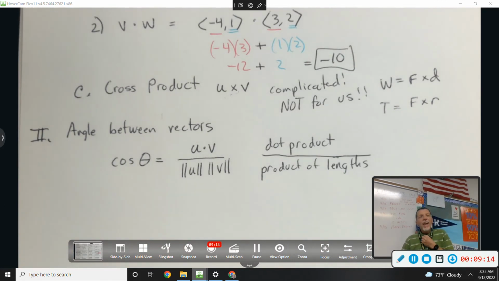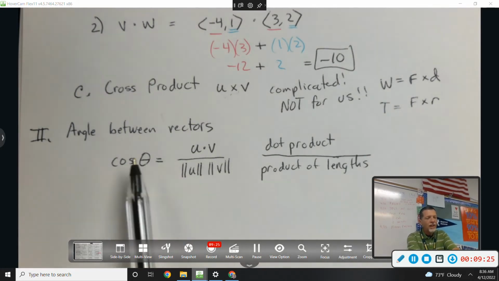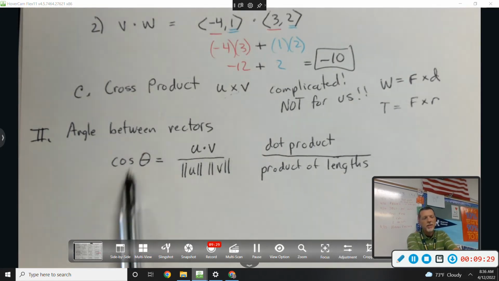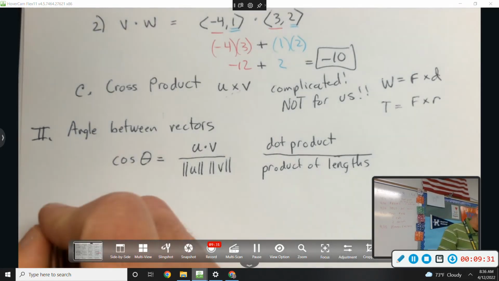So finding the angle between 2 vectors is a lengthy process, because you've got to find a dot product, you've got to find 2 lengths, you've got to put all that together, and then you would have to inverse cosine all of that. So a lot of steps, but that's why we will give you the formula.